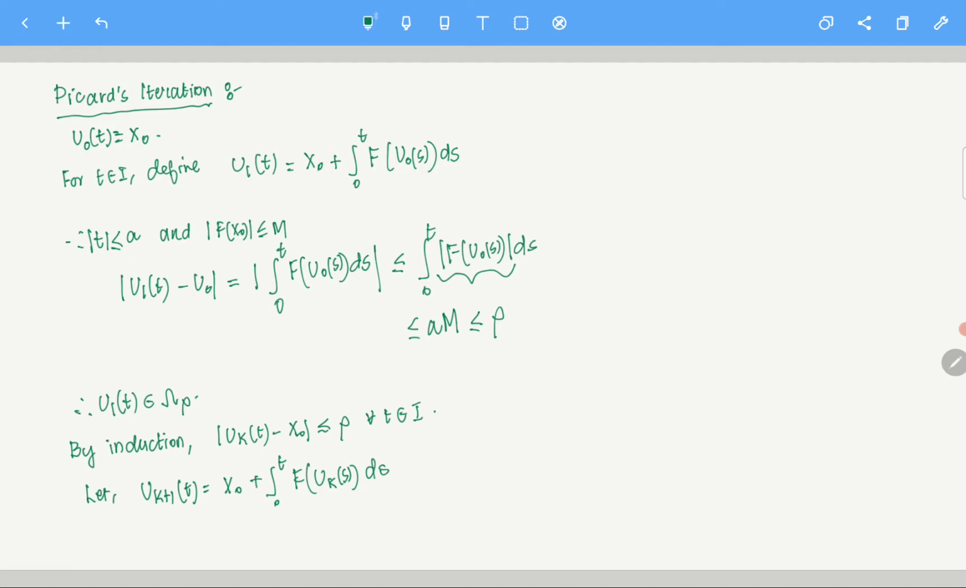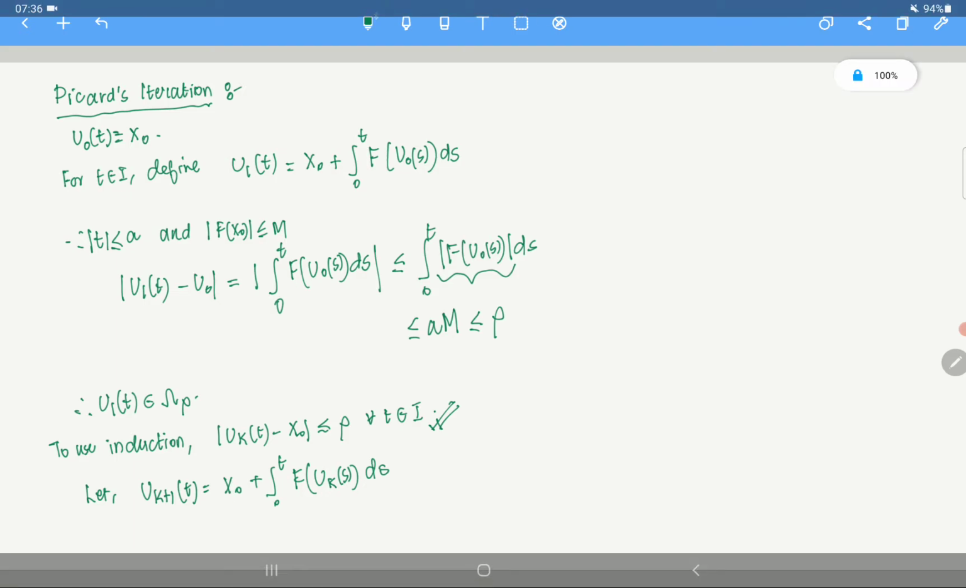Now I will use induction. To use induction, let's just start with |uk(t) - x naught| less than or equal to rho. I want to show that |uk+1(t) - x naught| is also less than or equal to rho. Let's just do that.